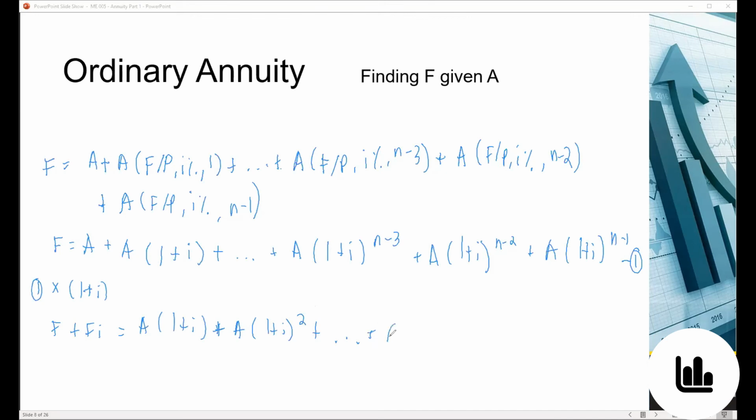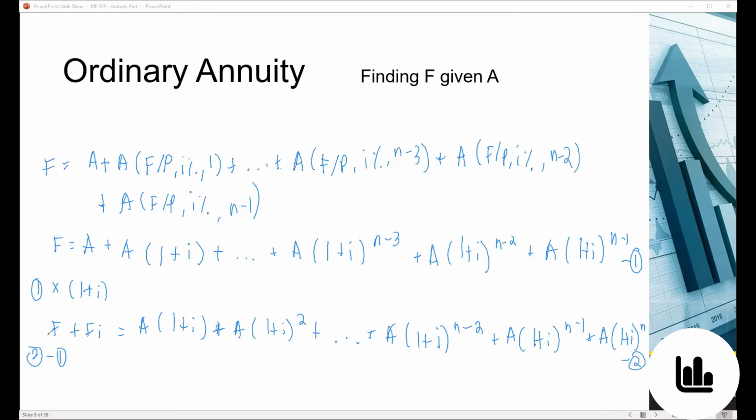Ito naman, next, si (1 plus i) raised to n minus 3. Ano mangyayari? So, magiging plus 1, so magiging n minus 2, plus A(1 plus i) raised to n minus 1, tapos A(1 plus i) raised to n. This will be the second equation. So, we subtract the first equation from the second equation.